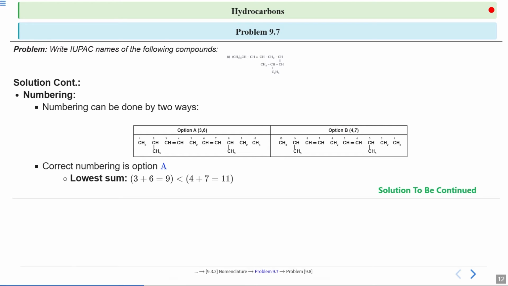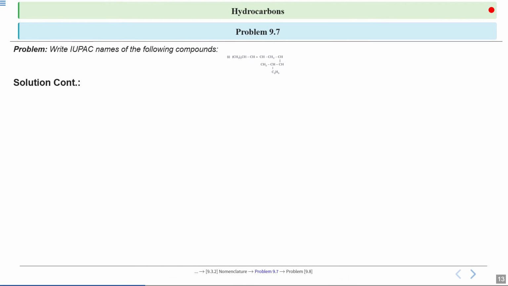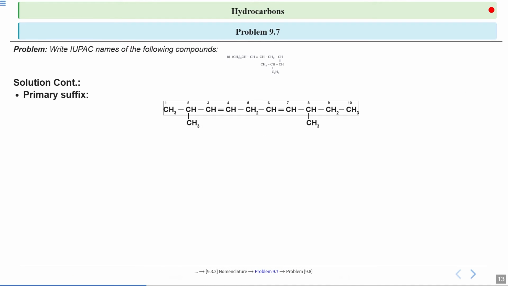So we are done with this third step, which is numbering. Now let us move on to the fourth step. The fourth step is primary suffix. We are already done with the numbering part, so we can do the work of assigning the primary suffix.